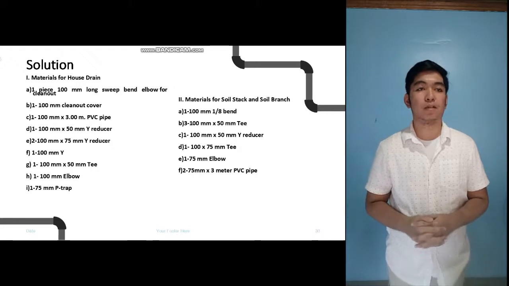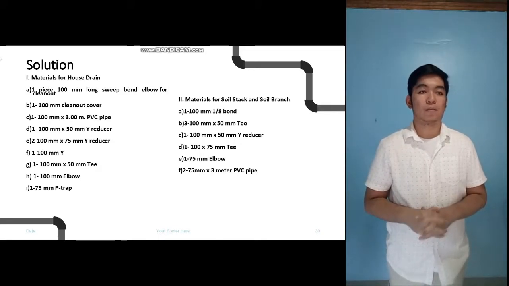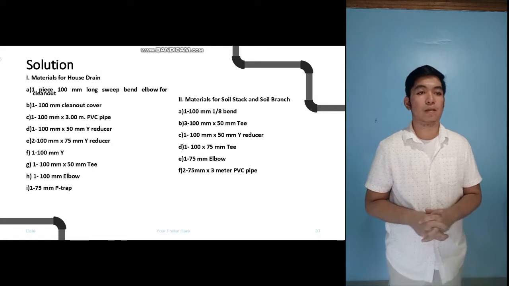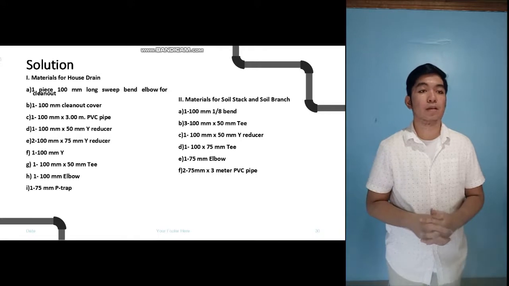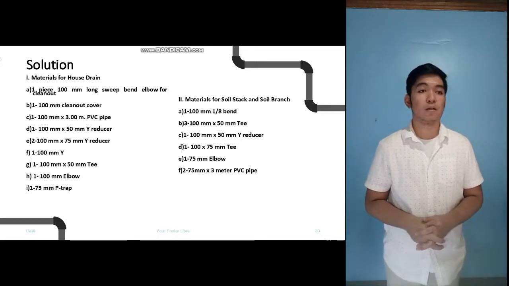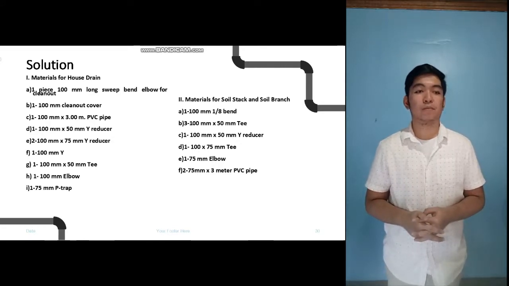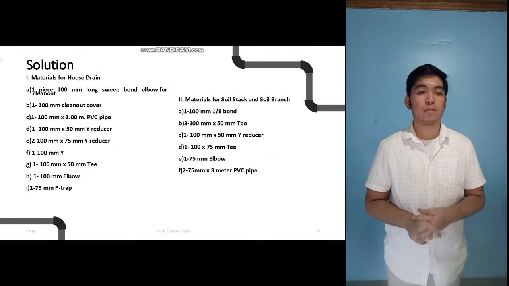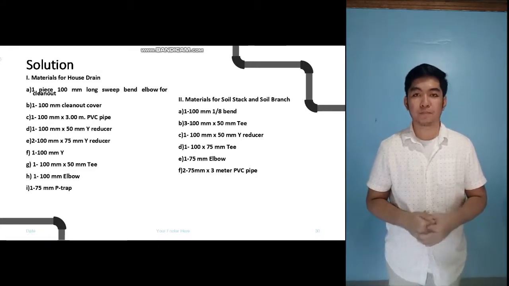Natay one piece na 100 mm long sweep bend elbow for clean out, isa ka buok na 100 mm clean out cover, one piece again for 100 mm by 3 meters PVC pipe, one piece 100 mm by 50 mm wire reducer, duha ka buok na 100 mm by 75 mm wire reducer, one piece 100 mm Y, one piece 100 mm by 50 mm T, one piece 100 mm elbow, and isa ka buok na 75 mm P-trap.